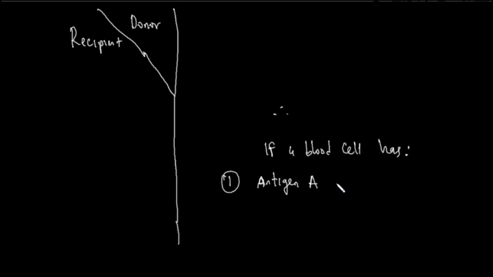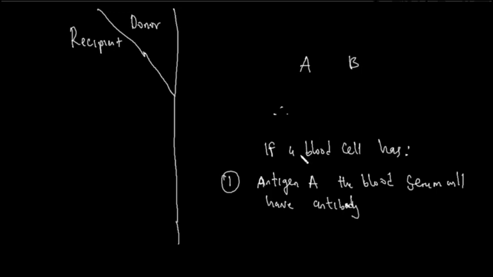are you there? Yes, sir. The blood serum will have antibody what? Who can tell me? The blood serum will have what? Antibody. Contrasting now. Do you know what contrasting is? Opposite. So see A and B as opposite. So if the antigen A is in the blood cell, the blood serum will have antibody what? B. Do you understand?